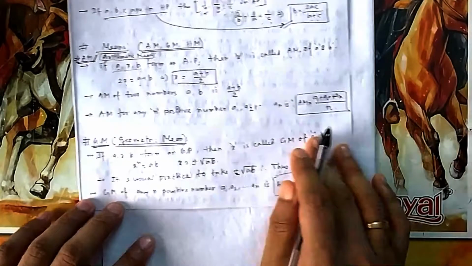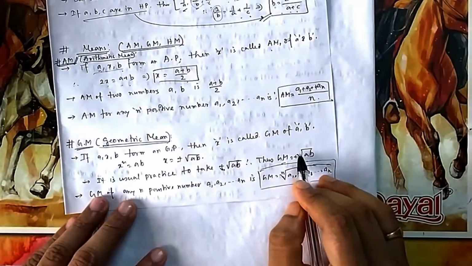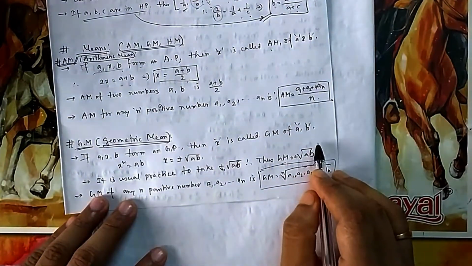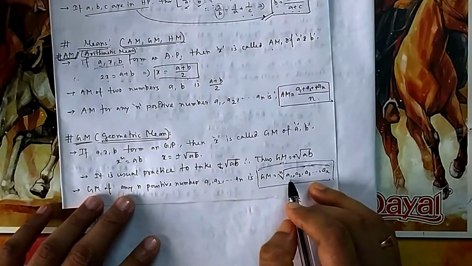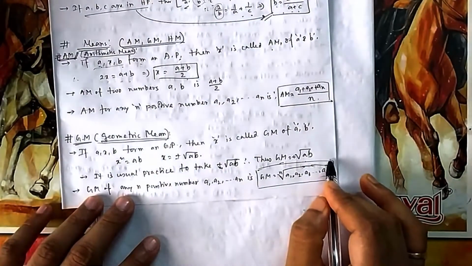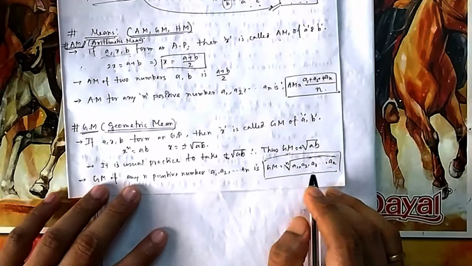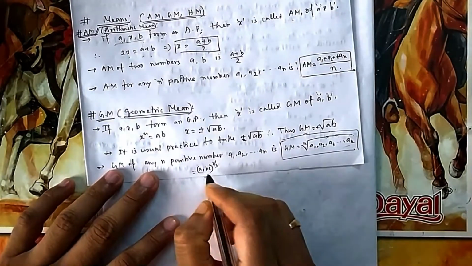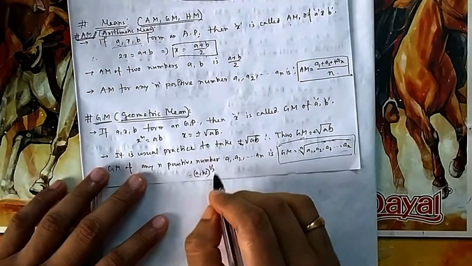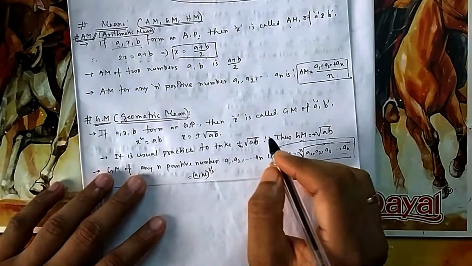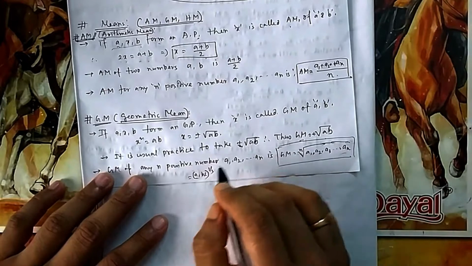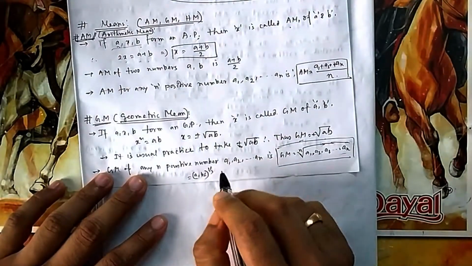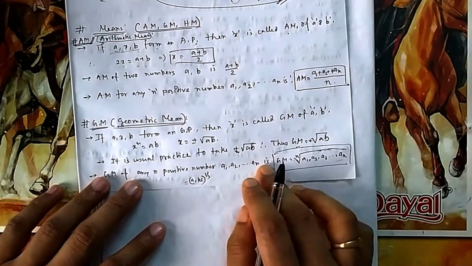So if you need the GM of two numbers, you take the product of these two numbers and raise it to the power half. If there are n numbers, take the product of n numbers and take the power 1 by n. If there are three numbers a, b, c, take the product and then the power 1 by 3. Take the product of all and then take as many roots as the number of terms. If there are three terms, then third root. Fourth term, then fourth root. Nth term, then nth root.